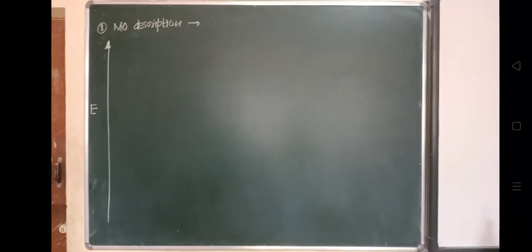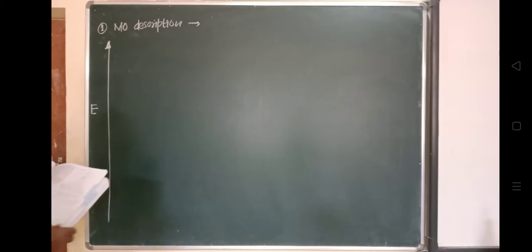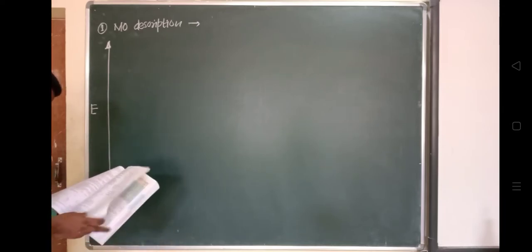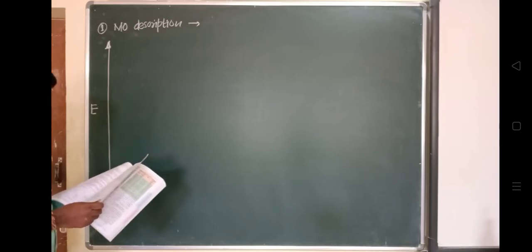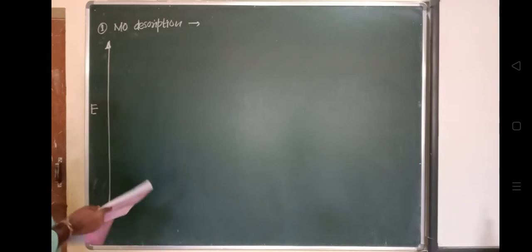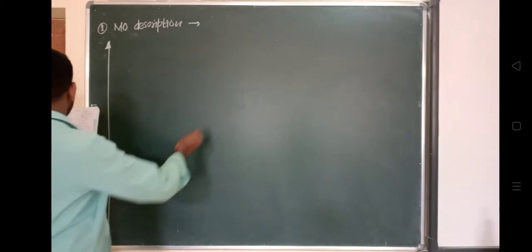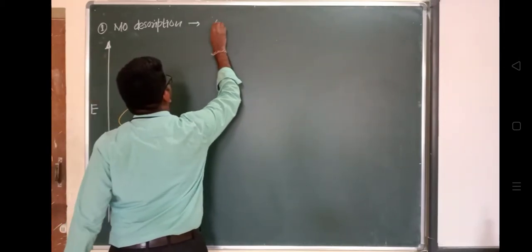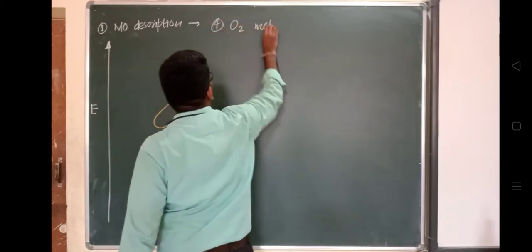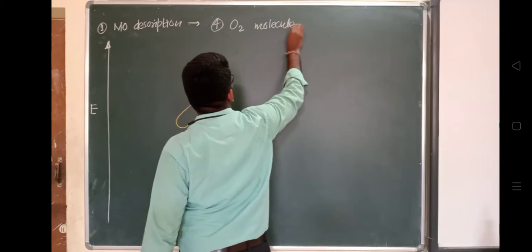So we have already covered the molecular description of the N2 molecule and the lithium molecule. Of the hydrogen molecule also we have seen. Now we'll see the fourth one, that is the molecular description of the oxygen molecule. So this is the fourth in the category, for the O2 molecule.